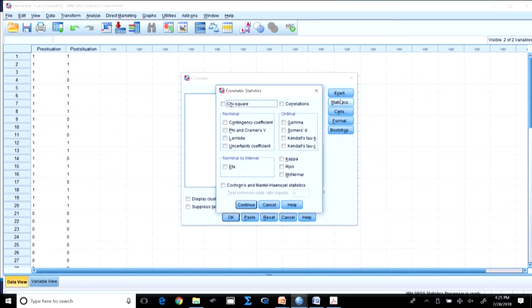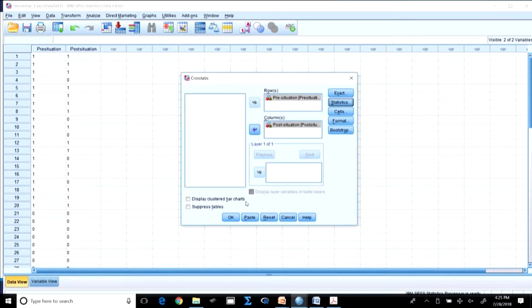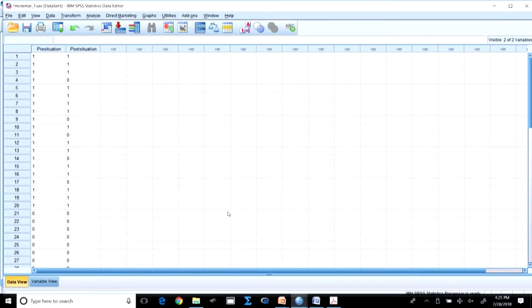We want the McNemar test. Now if you can see here, the McNemar test is there. So we take this, continue, and we know that in a chi-square test the minimum cell size has to be 5; less than 5 it does not work. Now let us see what the output is.